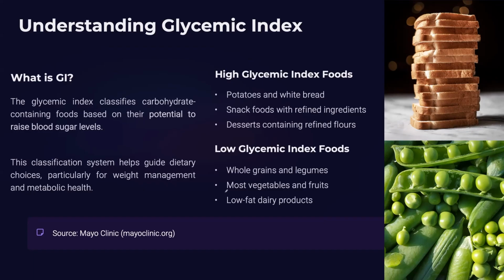So we can have the carbohydrate-based sources divided into high glycemic index foods and low glycemic index foods. High GI foods include potatoes, white bread, snack foods, refined ingredients, and desserts containing refined flours. What they do is cause a rapid spike in blood sugar level, whereas low GI foods, such as whole grains, legumes, vegetables, and fruits, produce a slower or more controlled response.